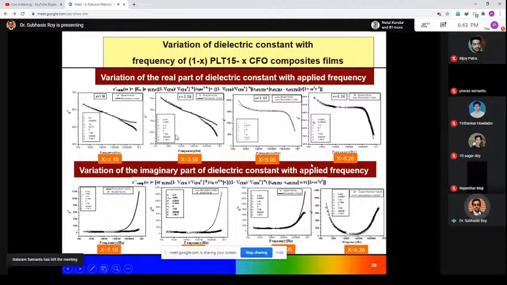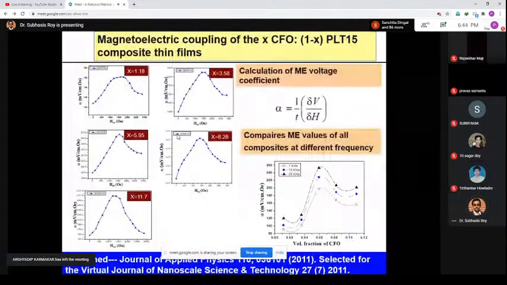Finally, as the two materials are combined into one, we already checked one, the electrical property. Finally, the magnetic and magnetoelectric property. In the magnetic part, we got the magnetic hysteresis from the SQUID. Here we observed that with an increase of cobalt iron oxide in the PLT15 matrix, the magnetic properties, saturation magnetization, and remnant magnetization are all increasing with CFO content. So finally, this is the output result of our material, which shows it has good memory device activities. That means the magnetoelectric coupling.